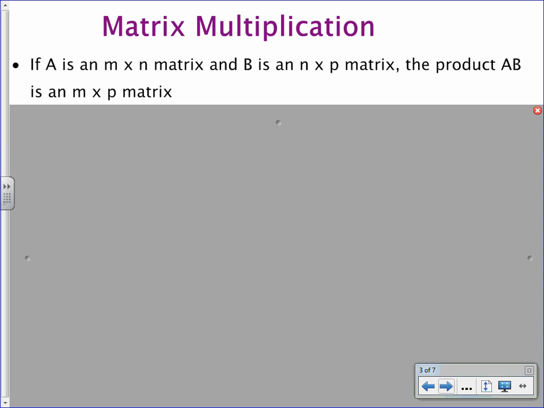A is n by n. B is n by p. So their product becomes n by p. So I'm going to write this. Our first matrix is this order. Our second matrix is this order.